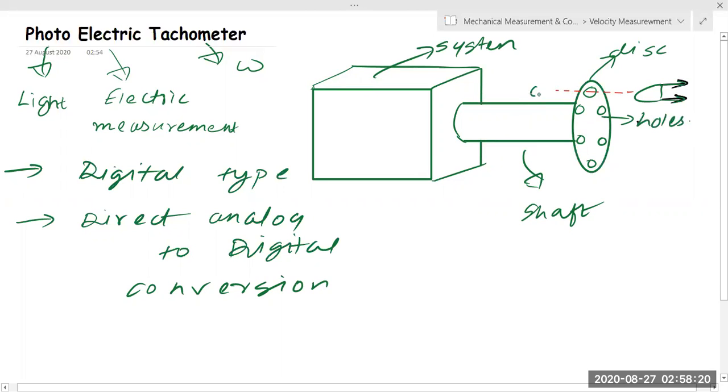Now here I forgot to add this. Suppose there will be some bulb here, you can say a light source. On one side of the disk there will be the light source. On the other side of the disk, this will be the light sensor. This will sense the light.